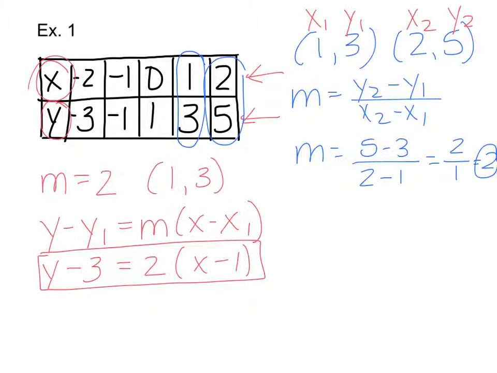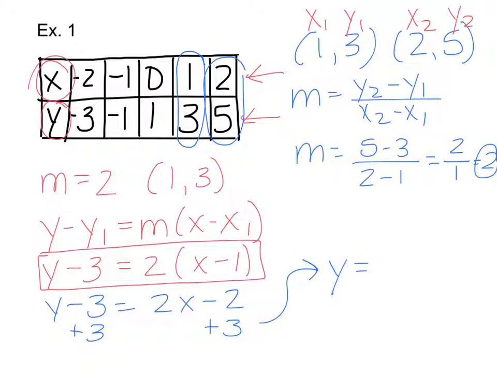Now let's keep going and get it in slope-intercept form. So first I need to distribute on the right. So I'll have 2x minus 2. And then I'll need to add 3 to solve it for y. So that would give me y equals 2x plus 1. And that would be for slope-intercept form.